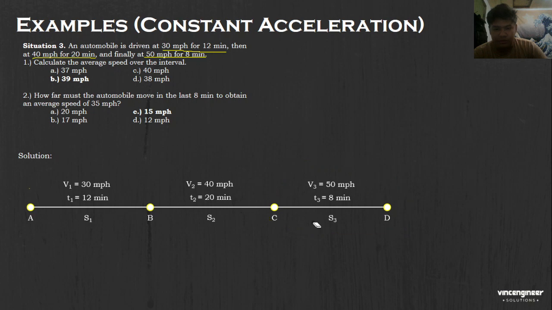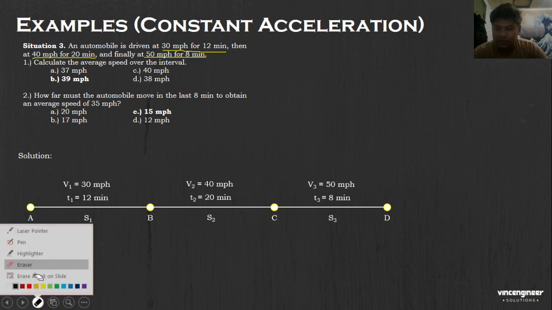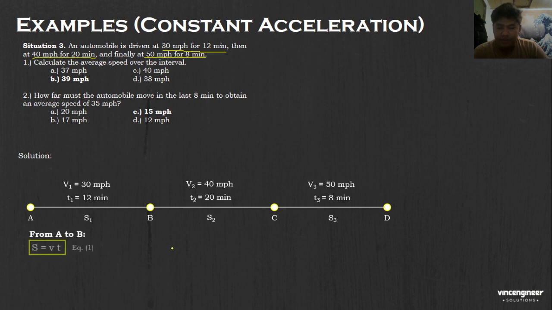So this problem is for constant speed only. From A to B, S equals vt, so for S1 we use equation 1 since the speed is constant. Substituting, S1 equals 30 times 12, and to convert minutes to hours, we multiply by 1 hour over 60 minutes so the minutes cancel. So the distance for segment A to B is 6 miles.